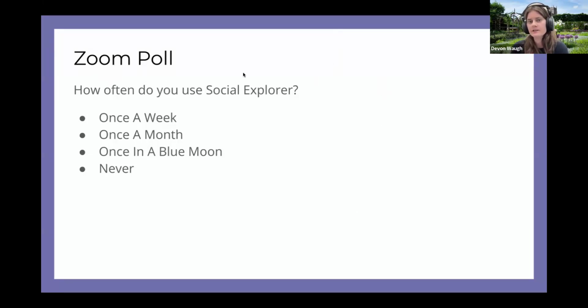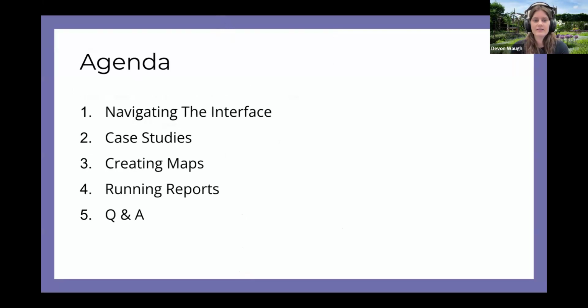Based on that, I'm just going to do a quick primer on what Social Explorer is and the basics of using the platform before we get into some case studies for today. We'll start off with navigating the interface. I'll go through some case studies of how Social Explorer has been used to work directly with public libraries and nonprofits on marketing and strategic planning purposes. I'll show how to create some maps, especially maps of neighborhoods and census blocks within a county. And then I'll show you how to run some reports as well, and there will be time for Q&A.